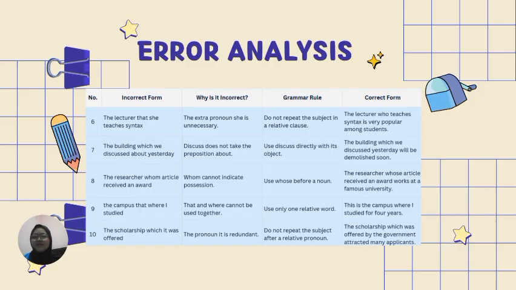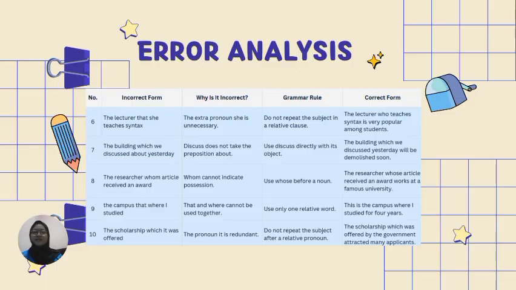The seventh mistake is "discuss about." The verb discuss doesn't need the preposition about. Therefore, the correct expression is simply discuss. The eighth sentence uses "whom article," but it should be "whose article" because the sentence expresses possession.